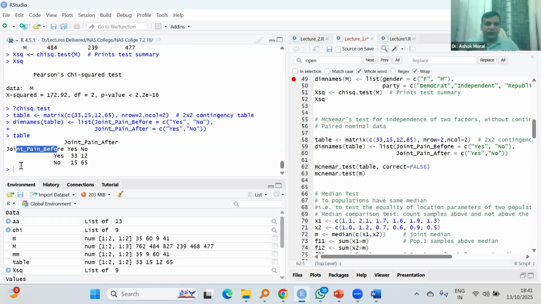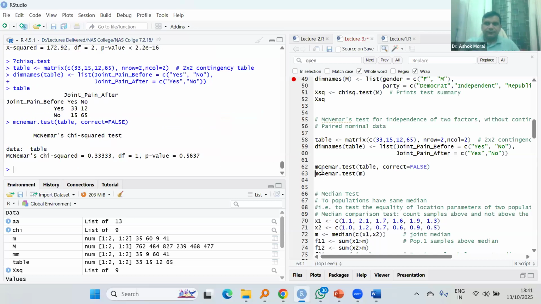Again, in this case, if you calculate the expected frequency, then I think there is no association.